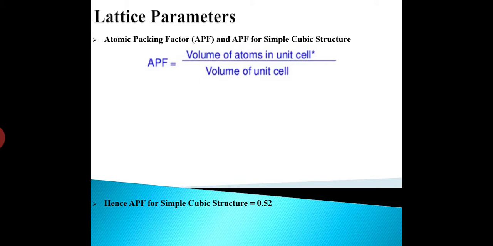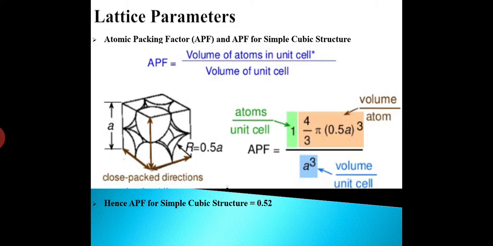N average we have already calculated using the formula NC divided by 8 plus NF divided by 2 plus NI divided by 1. And we know that an atom has a spherical shape, so the volume of a sphere is the formula for the volume of an atom: 4 by 3 pi r cube. First we calculate the APF for the SC structure. The formula is the same. The green color shows the volume of atoms in unit cell, meaning N average multiplied by the volume of atoms. The green color gives N average, which is 1 for the SC structure. The orange color shows the volume of an atom, 4 by 3 pi r cube.